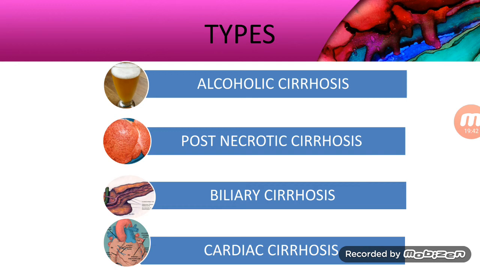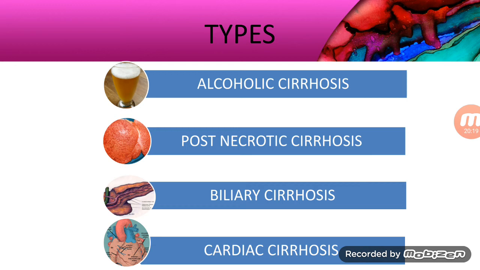And then next one is post-necrotic cirrhosis. Post-necrotic cirrhosis accounts for 10 to 30% among all the liver cirrhosis, next to alcoholic cirrhosis, and it is caused by toxic agents secreted by bacteria or viruses. It is also mostly associated with viral hepatitis. Okay, this is post-necrotic.